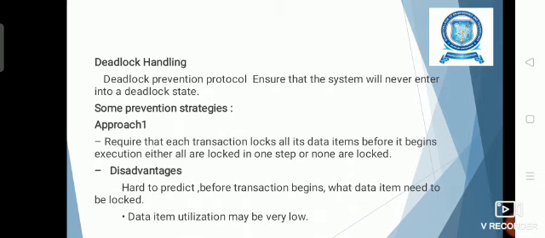So the deadlock situation can be avoided. The disadvantage is that it is hard to predict, before the transaction begins, what data items need to be locked.